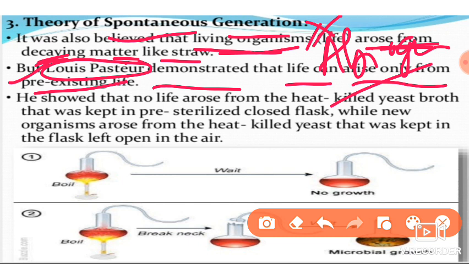Okay, he did an experiment, in which he collected a jar, the swan neck bottles he used.